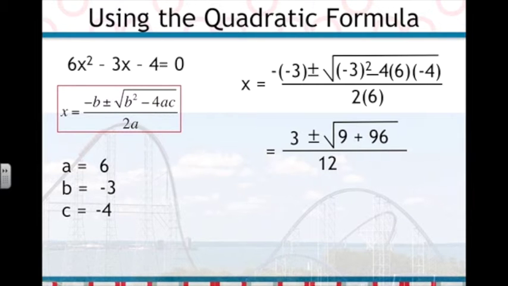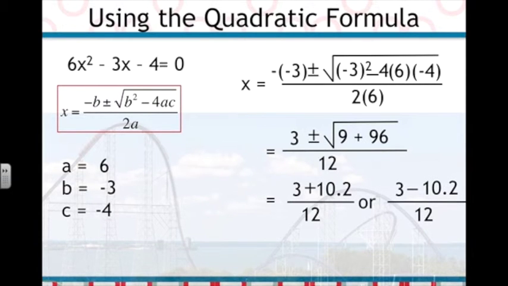So now we need to find 3 plus 10.2 over 12 and 3 minus 10.2 over 12. 3 plus 10.2 is 13.2, but 3 minus 10.2 is -7.2. So we have two roots as 13.2 over 12 and -7.2 over 12.